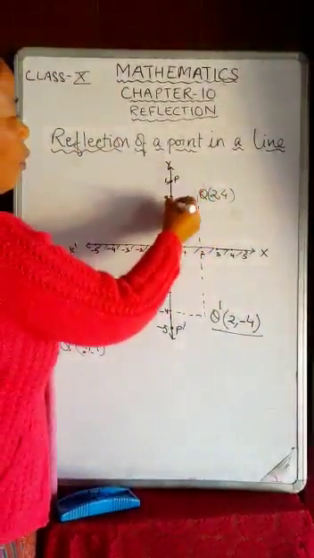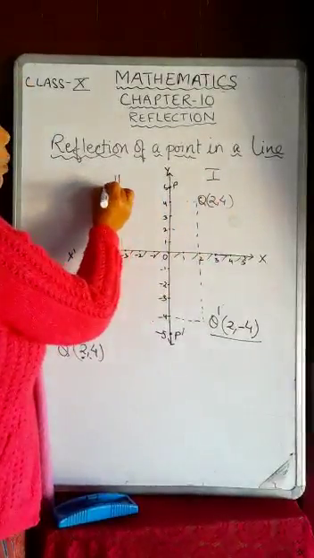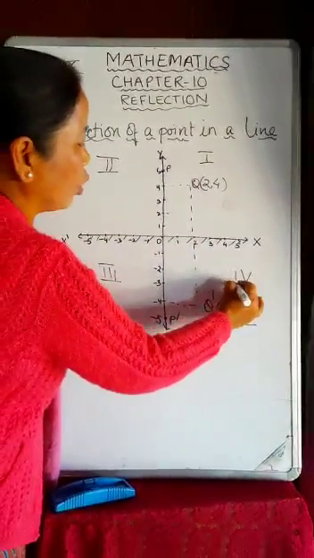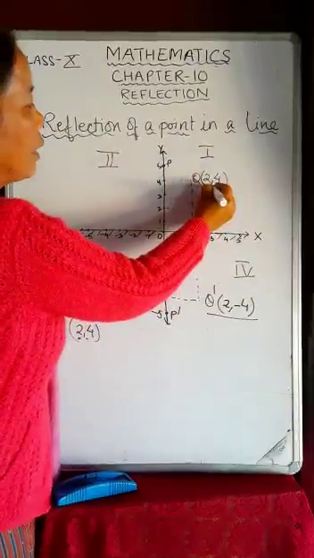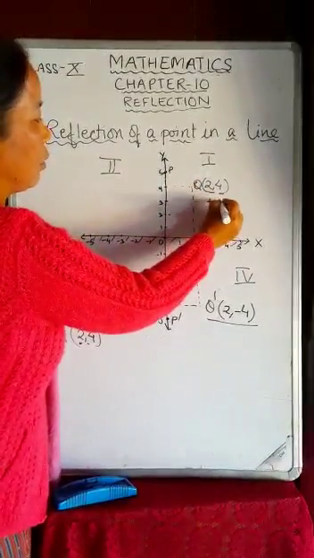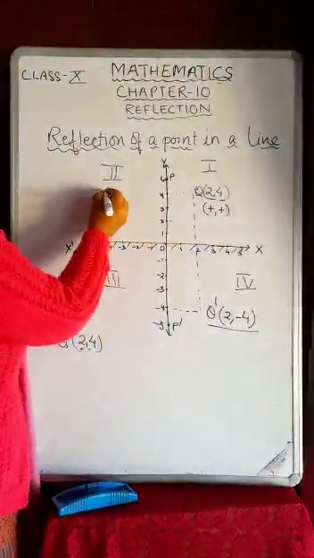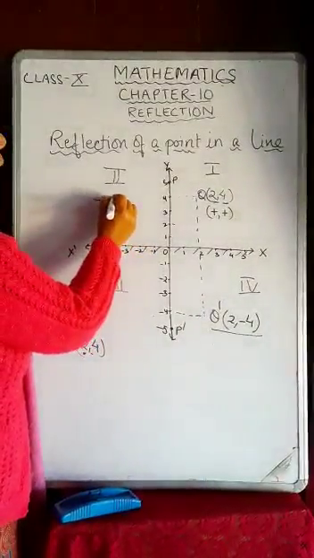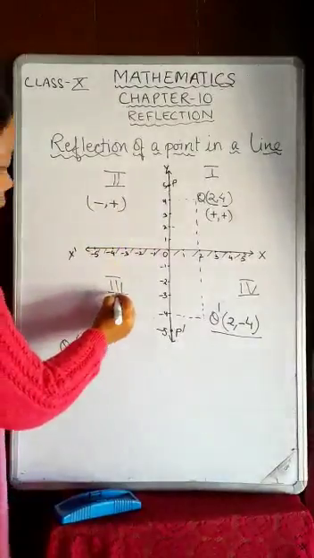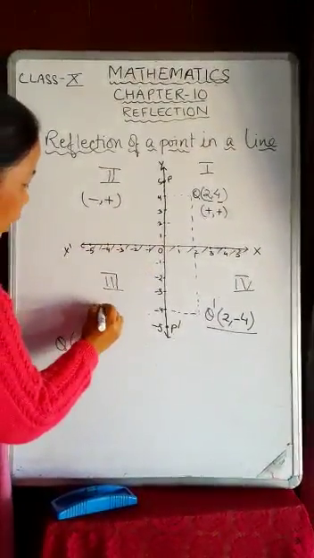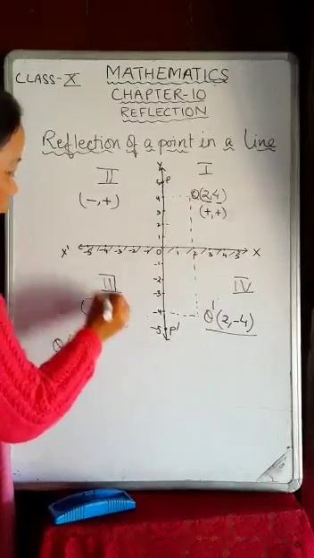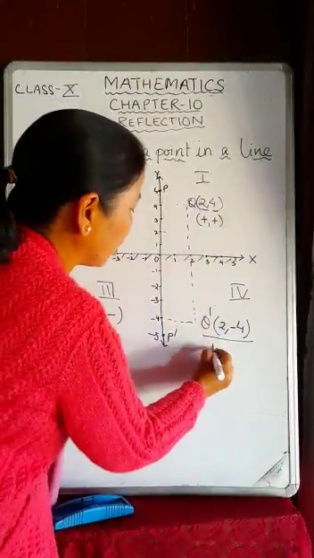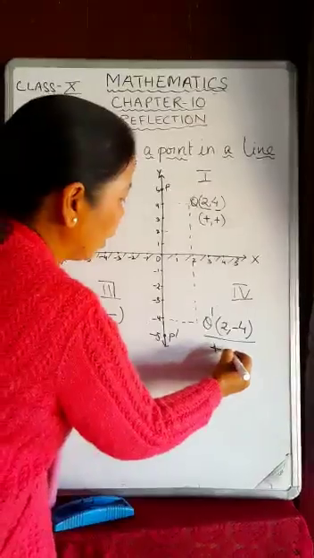And always remember, this is called the first quadrant, this is the second, we go anti-clockwise, this is the third quadrant, and this is the fourth quadrant. In the first quadrant, the abscissa and ordinate both are positive. In the second quadrant, the value of x is minus, so the abscissa is minus and the ordinate is plus. Here in the third quadrant, both the abscissa and the ordinate are minus. And in the fourth quadrant, the abscissa, meaning the value of x, is positive and the value of y is negative.